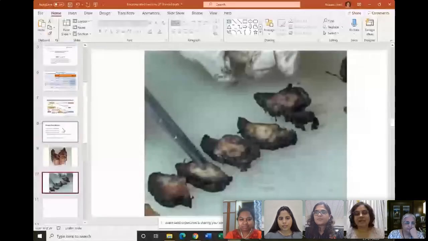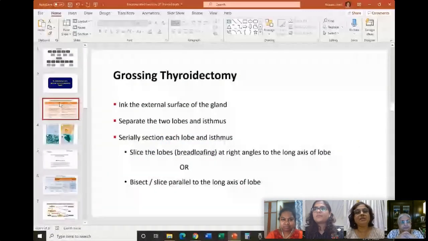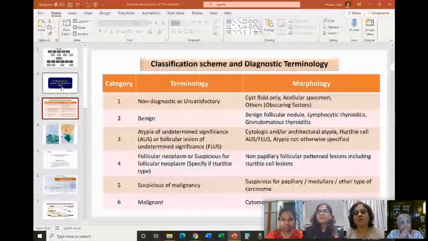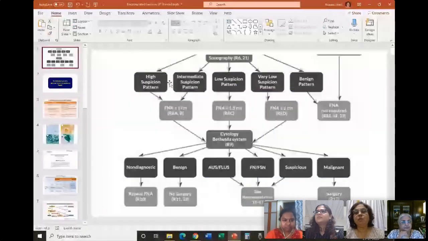And something I want to say first is about the FNAC part, which we know is the Bethesda system that we talk about for reporting cytopathology. And that is one of the most important modalities for assessing any thyroid nodule along with ultrasound.